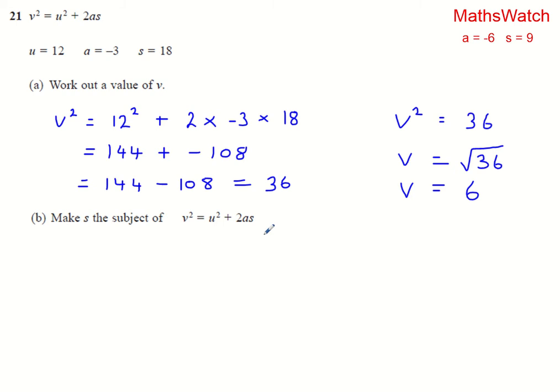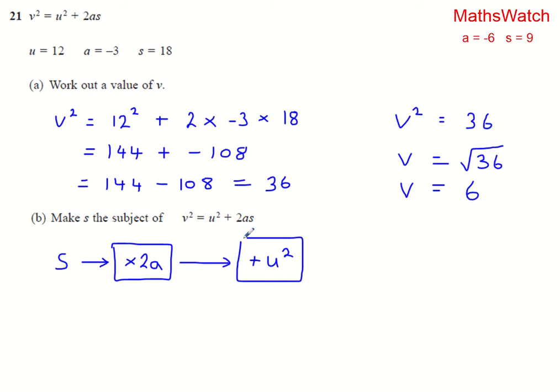To use a function machine, we need to figure out what happened to s and in what order. If we start at s, what's the first thing that happens to that s? It gets multiplied by this 2a. In a function machine, that is written like that. Once that's been done, we are then adding u squared onto that. And that gives us v squared.